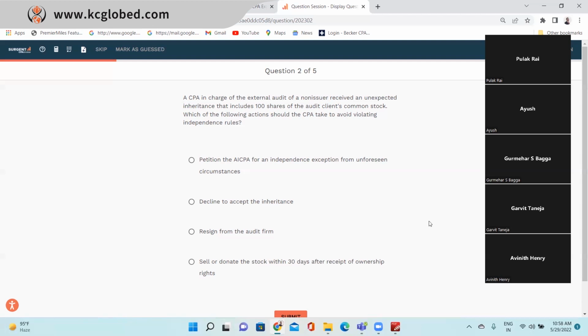So here the question is saying, for example, let's say you are a CPA doing the audit of a private company, and unfortunately, any of your grandfather or grandmother or any of your lineal ascendants has expired, and you got an inheritance of 100 shares of that particular company. So what will you be doing? Would it be an impairment of your independence or not? Would it be violating the independence rules or not?